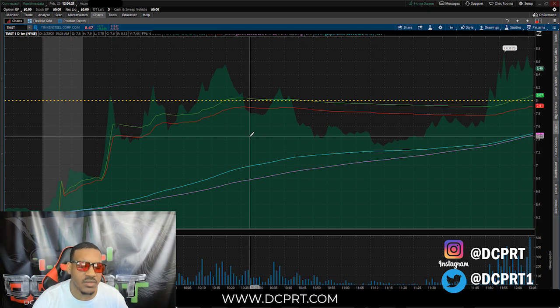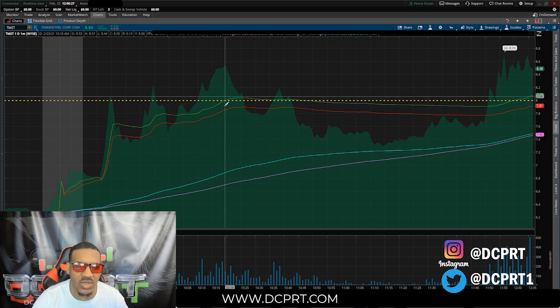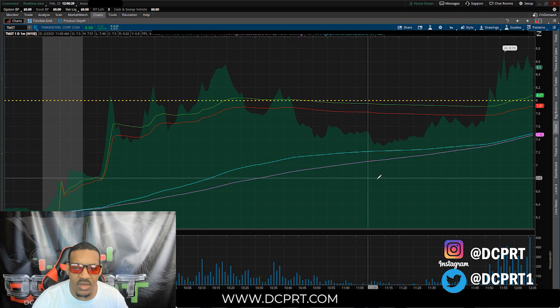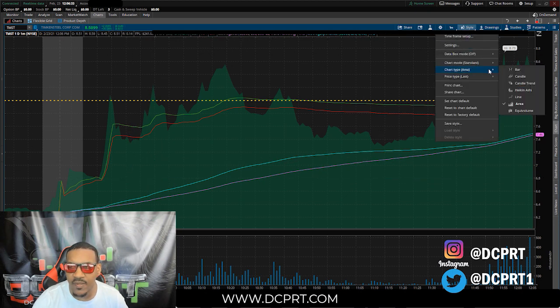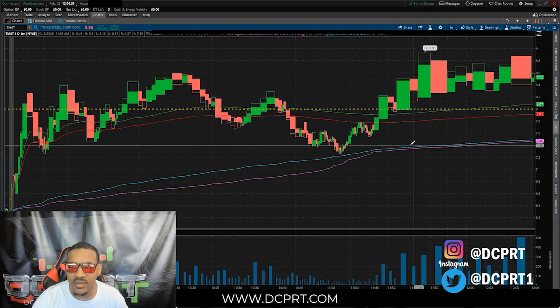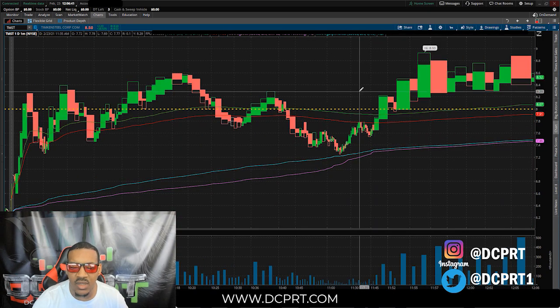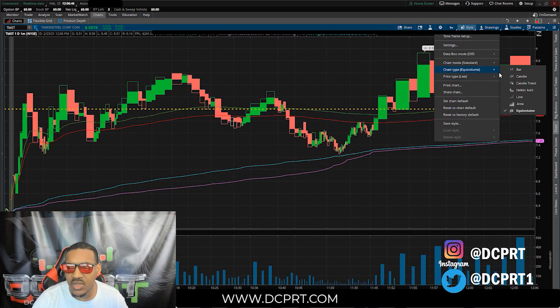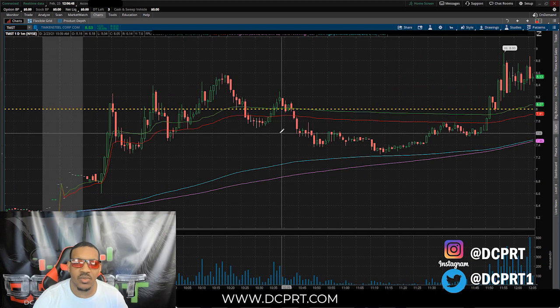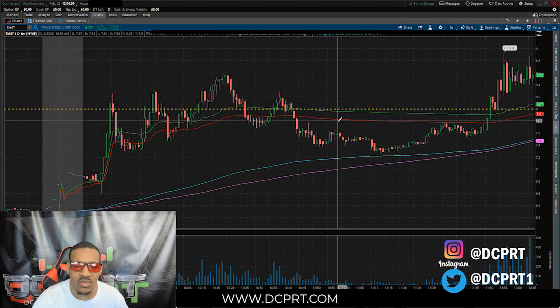You got area. It just shows a whole big color. Don't nobody really use that. And you got this right here, equivolume. But most people use candlesticks because it's just simple. It's simple and easy to read.